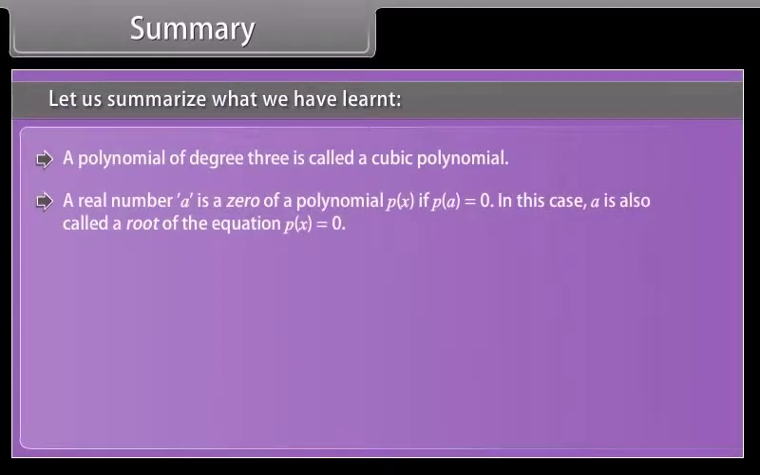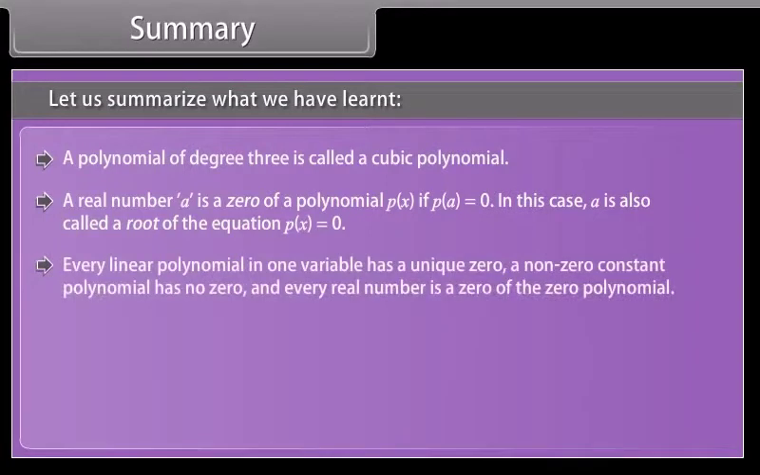A real number a is a zero of polynomial p(x) if p(a) is equal to 0. In this case, a is also called a root of the equation p(x) equals 0. Every linear polynomial in one variable has a unique zero, a non-zero constant polynomial has no zero, and every real number is a zero of the zero polynomial.